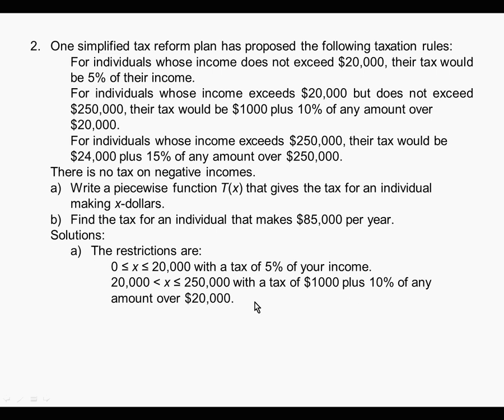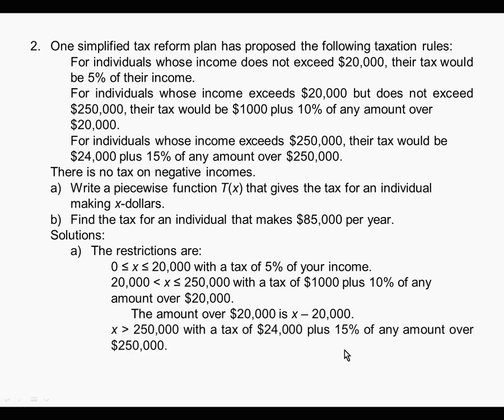Now the amount over 20,000 is X minus 20,000. Okay, that's your amount over 20,000. Okay, and then the last one. Your income exceeds 250,000. So X is greater than 250,000, and your tax is 24,000 plus 15% of the amount over 250,000. Now, over 250,000 is X minus 250,000. Okay? And now we just put all this together. Now remember, you're going to convert all your percents to decimals. So 0.05, 0.10, 0.15.